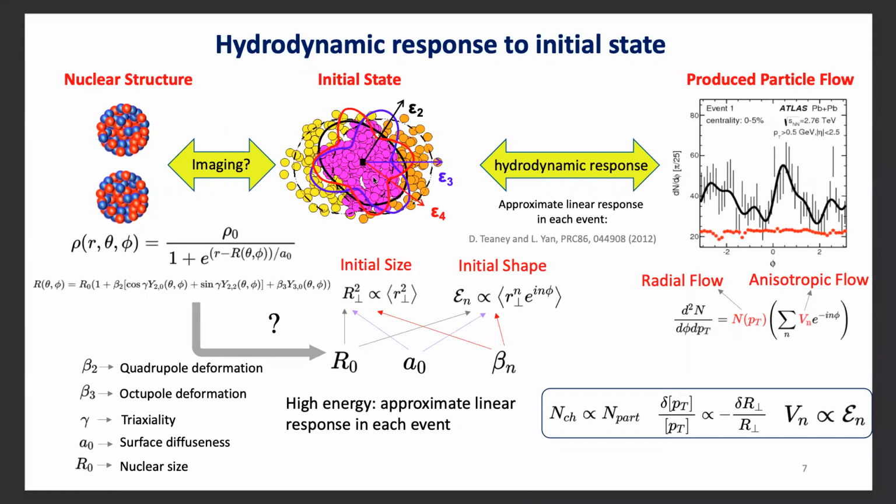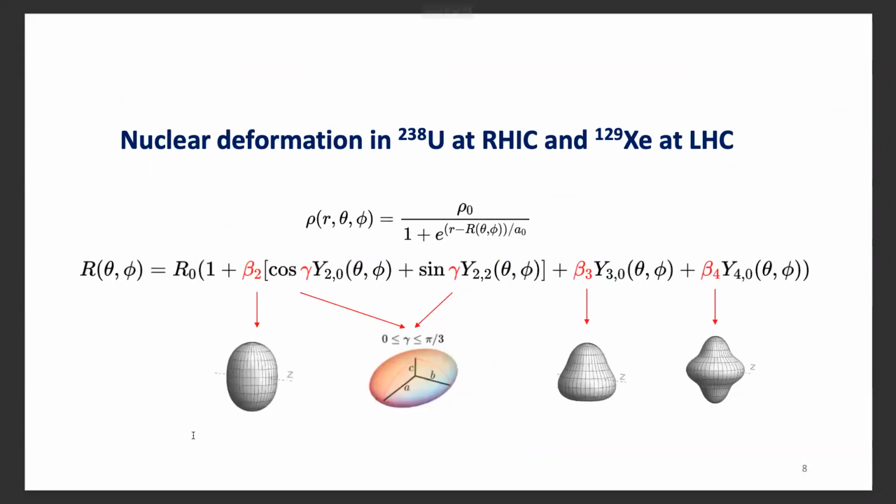But before that, we want to ask one question: can we image the nuclear structure by heavy ion collisions? This nucleon distribution is described by the deformed Woods-Saxon density, including lots of parameters. You can see here, there's quadrupole deformation, octopole deformation, triaxiality, neutron skin, and the nuclear size. So in the next few slides, I will show the results in uranium at RHIC and xenon at LHC. And I try to show you some promising results.